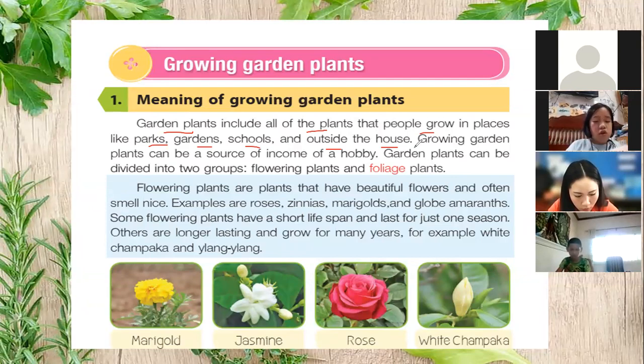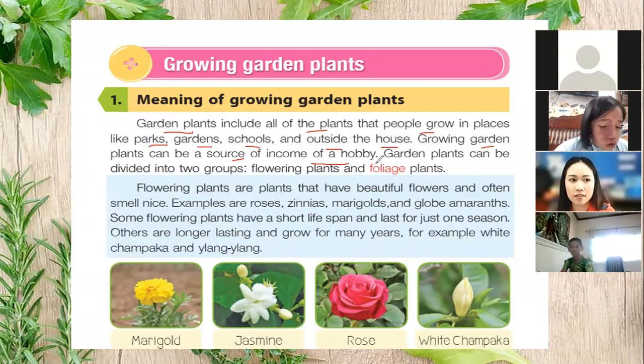All right. So growing garden plants can be a source of income or a hobby. Garden plants can be divided into 2 groups. One, flowering plants. Second, foliage plants. So these are the two types of plants which we can grow in the gardens, and it can also be a source of income. Also, it can be a hobby.